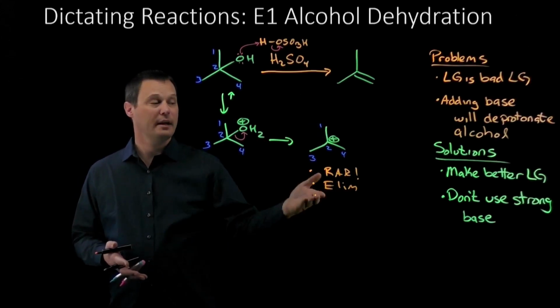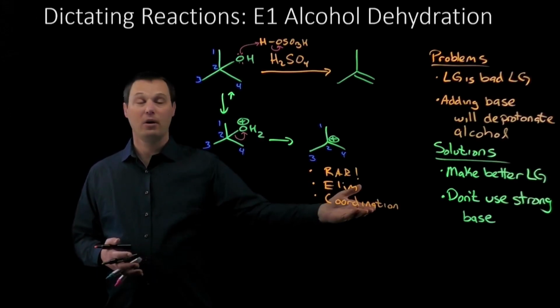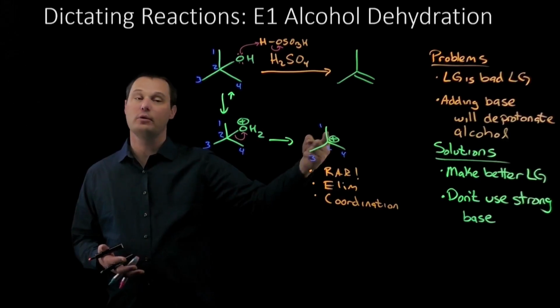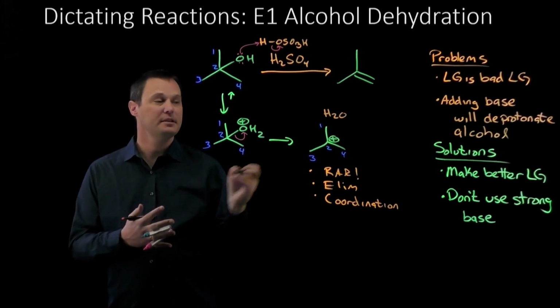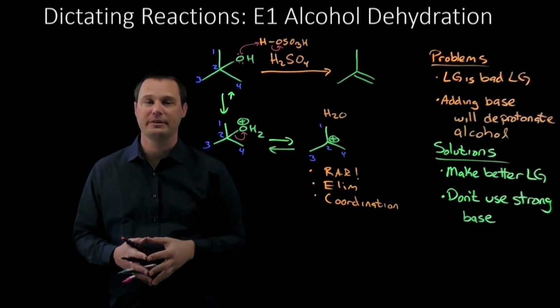The second thing that carbocations can do is elimination. That's the E1 reaction that we're trying to do here. And the final thing that all carbocations can do is coordination. Some kind of nucleophile can attack the carbocation to form a new bond. Some kind of nucleophile like the water we just kicked out. So yes, this process is reversible. If this water attacks the carbocation, that would just take us back to this protonated oxygen intermediate.